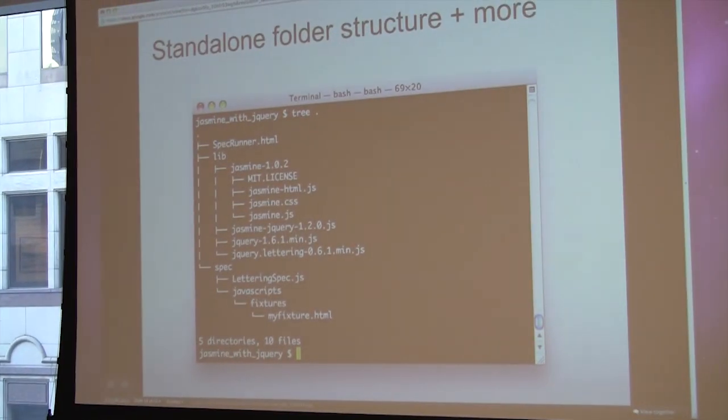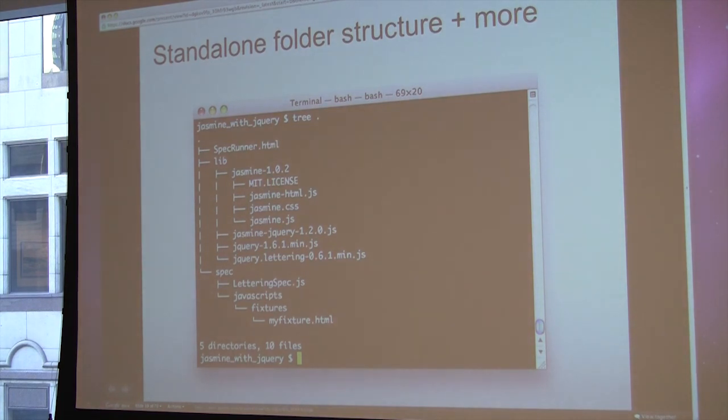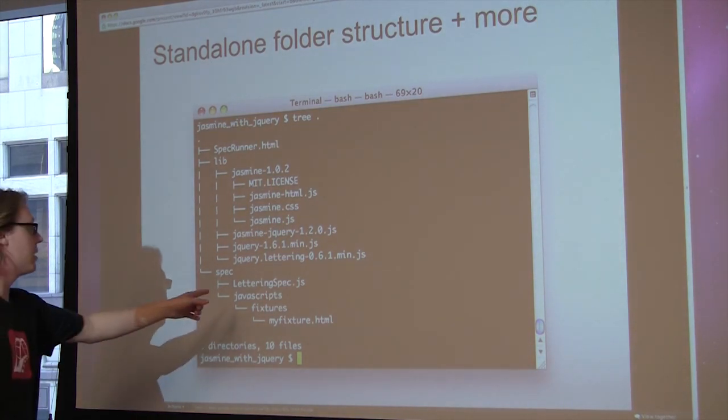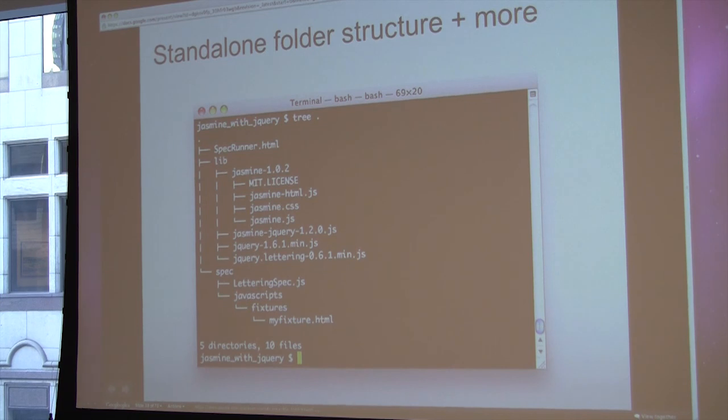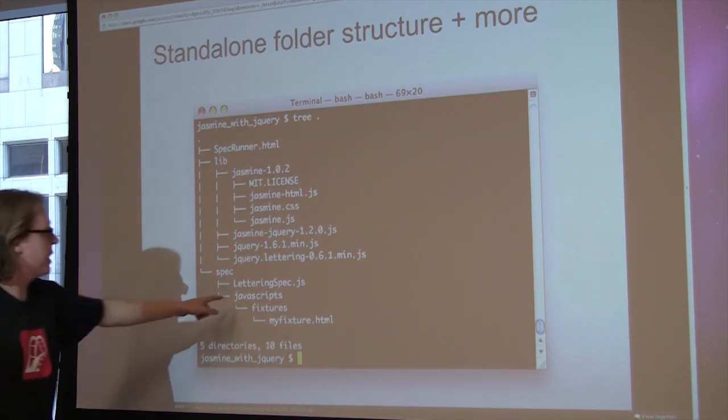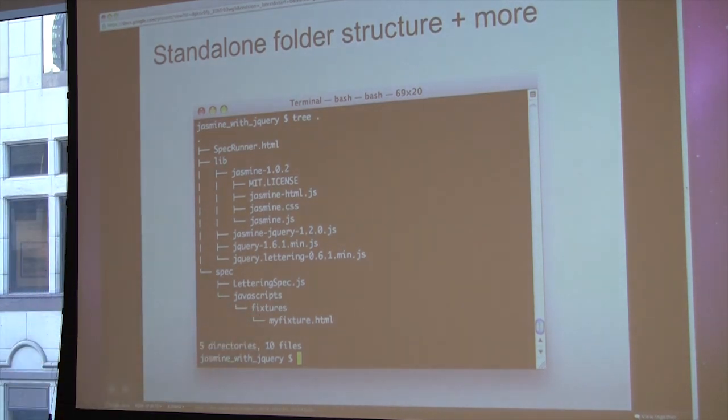So I have a few contrived examples of how to use it with jQuery. I'm using the initial spec runner, so I'm not using Ruby with this at all whatsoever. I just extracted this from the website, and I threw a couple extra files in there if you see. I have jQuery, I have Jasmine-jQuery, and I have lettering. Those are the additions. Also, I have a lettering spec, which is where I'm going to write my specs to see if this works or not. And I also have a fixtures folder where I can put HTML that I'm going to test against.